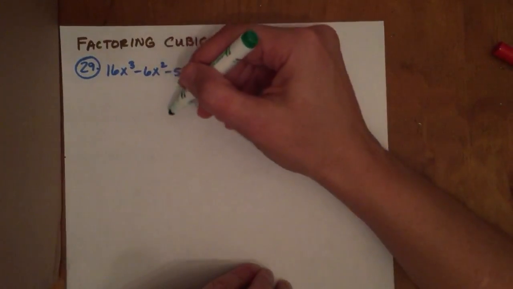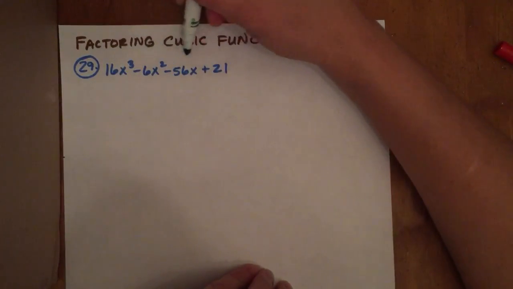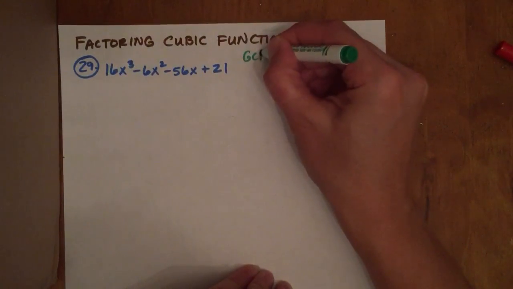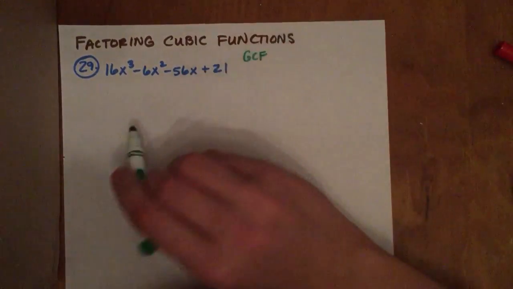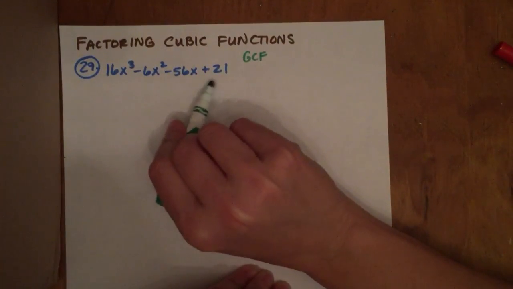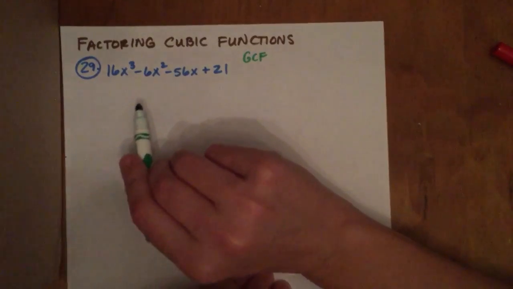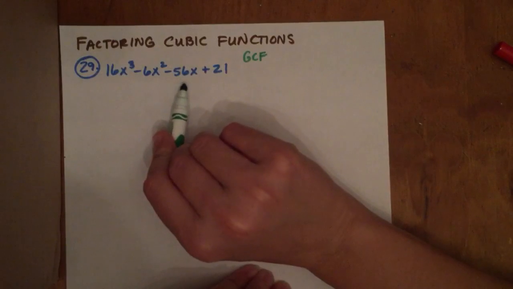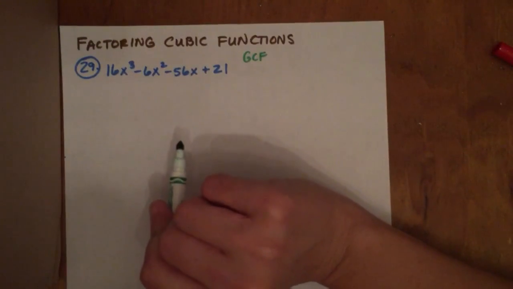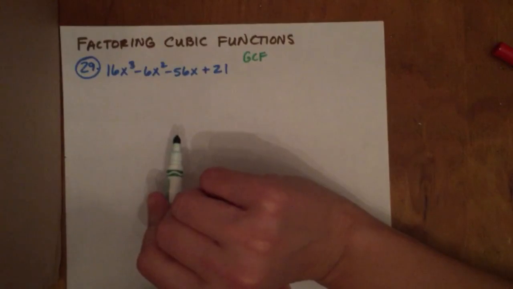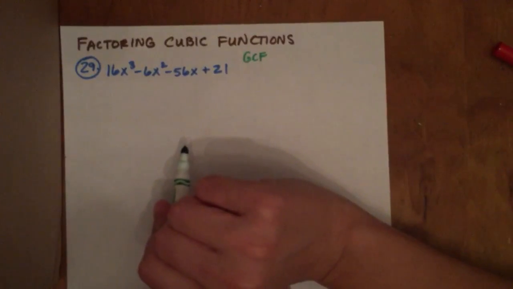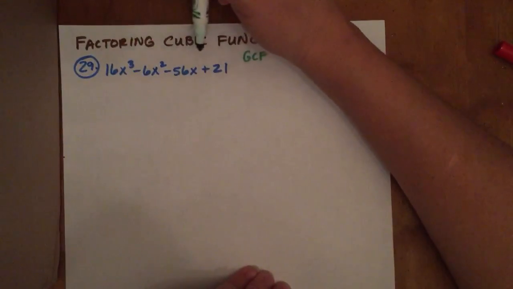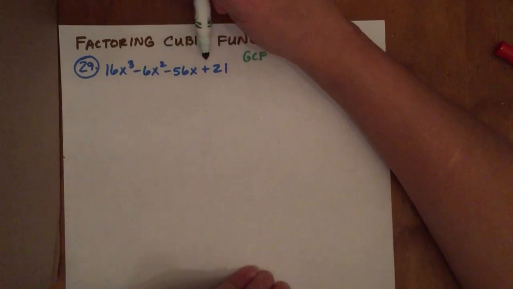Remember, when we have 4 terms, first thing we do is we look and we see, is there anything that we have in common? Remember that nice old GCF we look for, that greatest common factor. Not all 4 terms have an x, so I can't factor out the x. And we have 16, 6, 56, and 21. So if I'm trying to look for something that goes into all 4 of these terms, it does not exist. There is not a variable or a constant that does fit into all 4 of these terms.